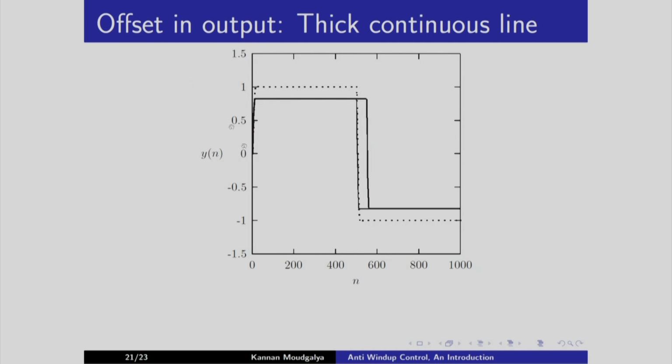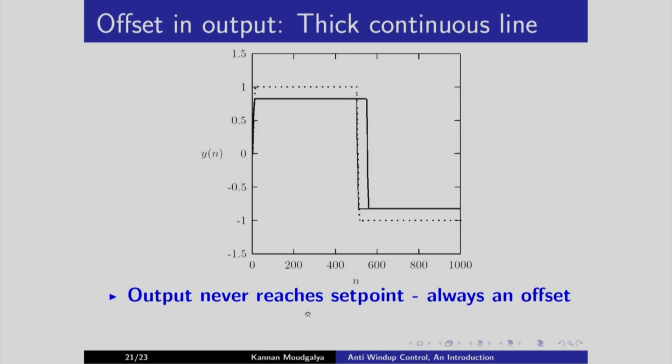In this slide, we will see the offset in output. It is supposed to be 1, but there is an offset. The output here is indicated by the thick continuous line, and you can see that there is a gap here. Here is also an offset. The output never reaches the set point, it always has an offset.